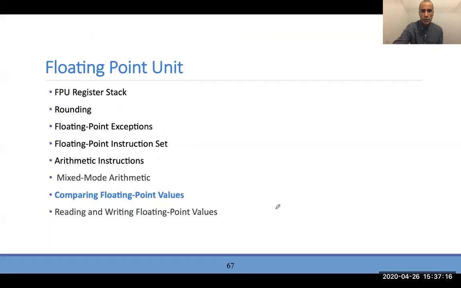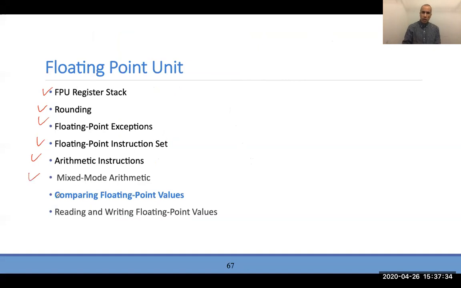Okay, and I just want to wrap it up in there by covering these two topics. So now I hope you're clear in your mind about what we mean by a floating point, how to do the rounding, what the floating point exceptions are, and the instruction set, the arithmetic instructions, and the mix operation.